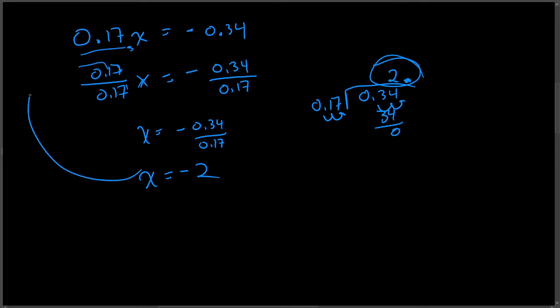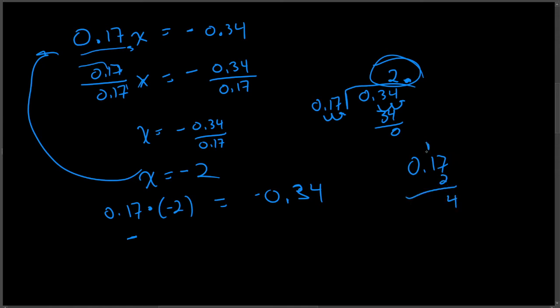Well, I'll come up and I'll check. So 0.17 times negative 2, and we're hoping it equals negative 0.34. So I'll do this multiplication, recognizing that a negative times a positive will be negative. So 4, carry my 1, 3. Count the decimal places in my factor. There are 2. And so I get negative 0.34, so this checks.